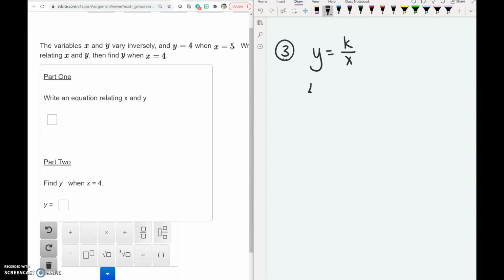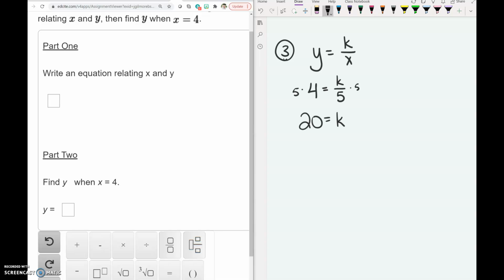Then it tells you y is 4 when x is 5. So figure out what k is. We'd multiply both sides by 5. Our k value is 20. Notice in this answer space, it doesn't ask what is k. It doesn't ask what is the constant of variation. It says write an equation relating x and y. They want you to put this 20 into the equation, and this is what you need to enter.